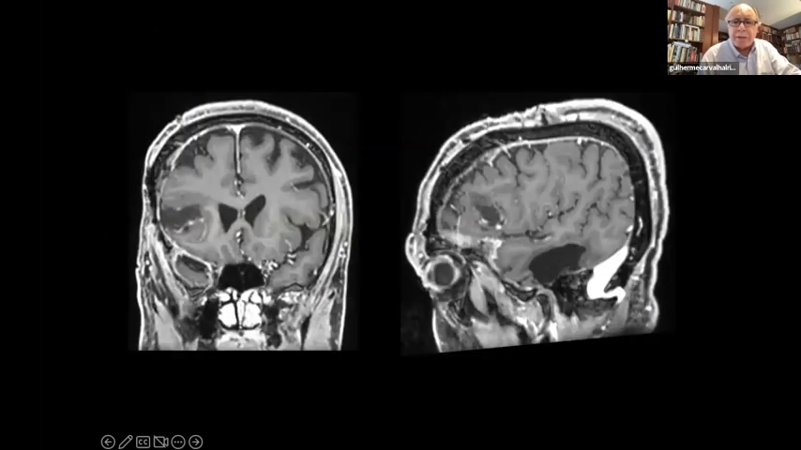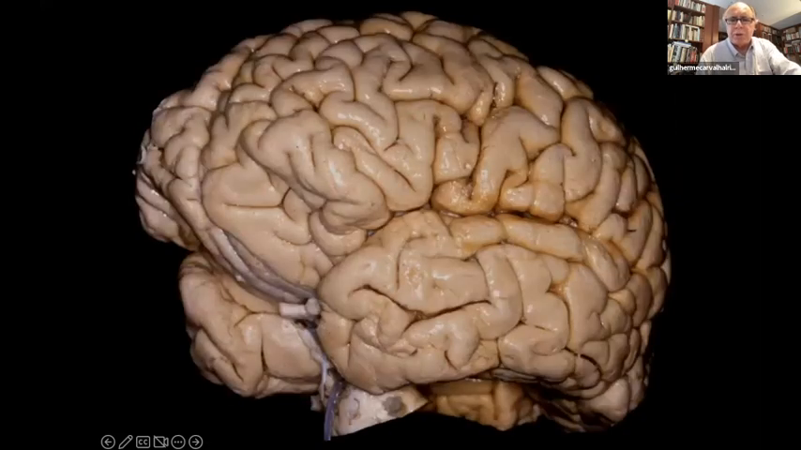Okay, and you can see that you did remove selectively the pars triangularis. You see the beautiful U here, the pars opercularis is here, this is the precentral sulcus. Okay, so anatomy can help you very, very much.